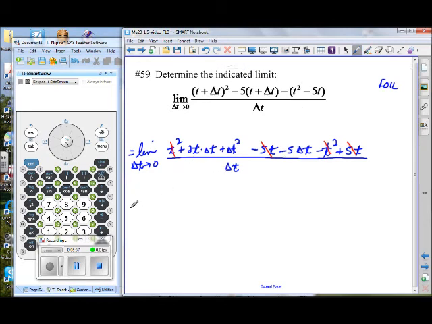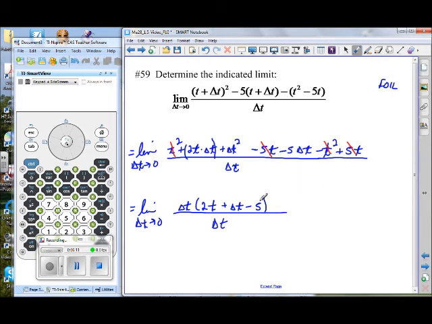So now I'm going to look at this as the limit as delta T approaches 0. And if I take a look at the remaining terms, I have 2T delta T, I have delta T squared and negative 5 delta T. Each of those has a factor of delta T. So if I factor out a delta T from each and every one of them, I would then have the statement.